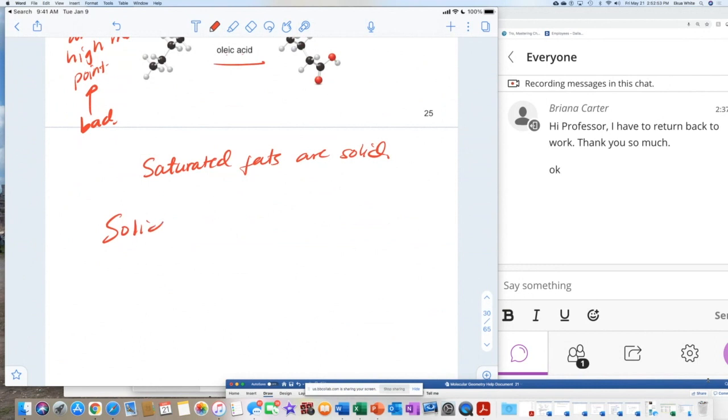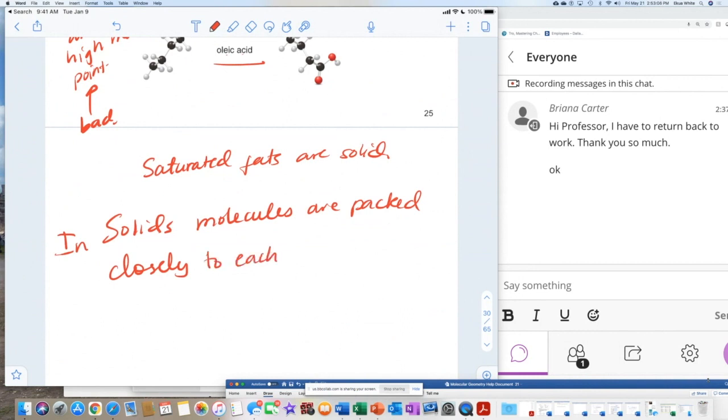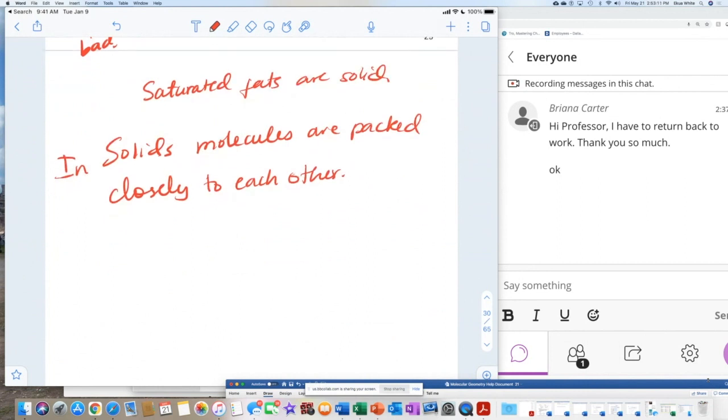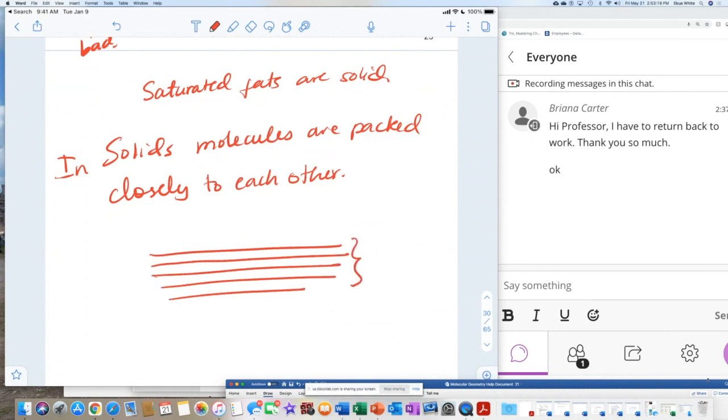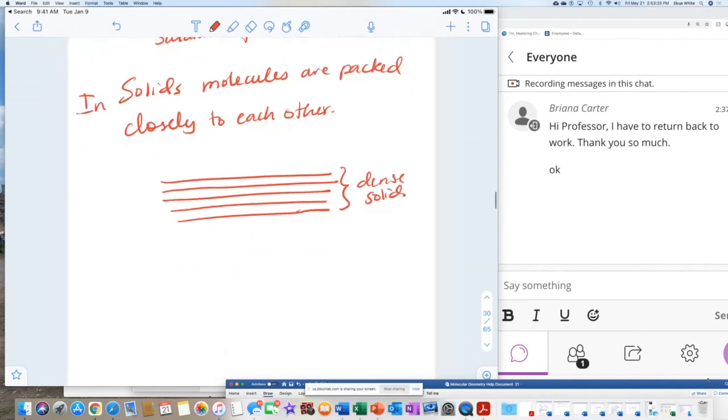In solids, molecules are packed closely to each other. You have very little room, right? So these are not little round molecules, they're lines, right? So they're just lying on top of each other like this, but they're packed very close to each other. They produce a dense solid. Now, once again, let's not deny it tastes good, but this is your saturated fat.